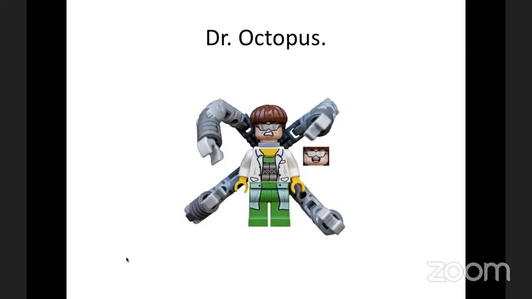Dr. Octopus from Lego, and it is interesting that it has a number of limbs. So why are limbs in Dr. Octopus? It's only an example. Dear friends, it's the limbic system, and actually limbs don't come from the limbic system in the brain.